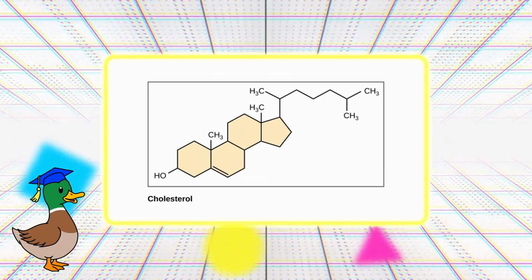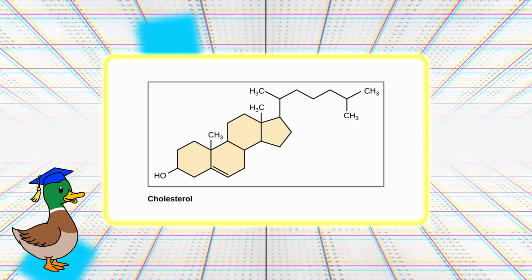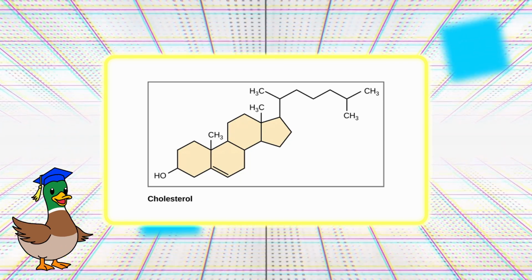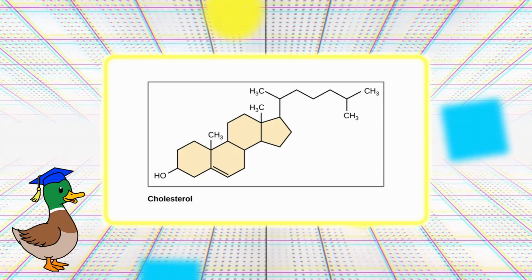Cholesterol is a very common steroid. Despite its bad reputation, it's really important. Your body uses cholesterol to produce hormones like testosterone and estradiol, and it's also a precursor to vitamin D.